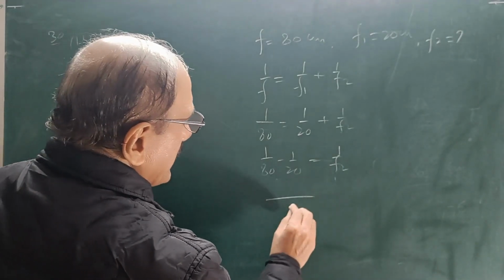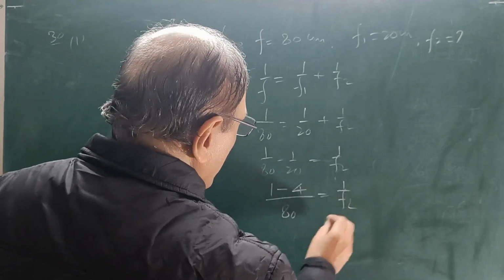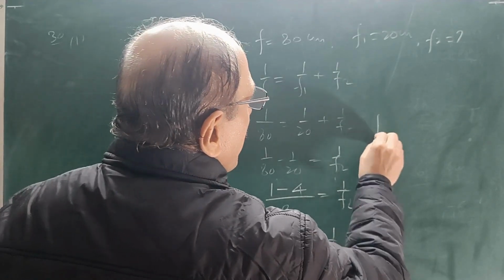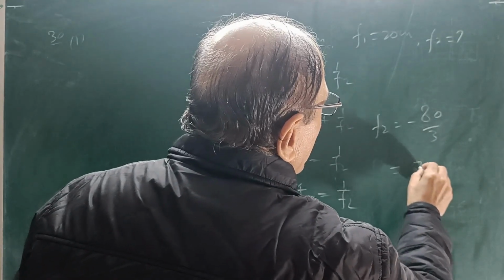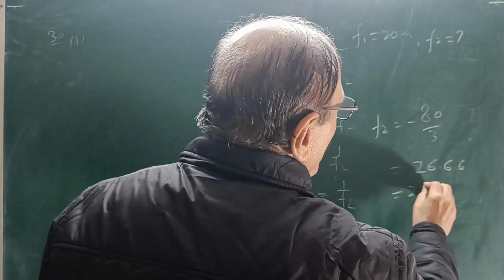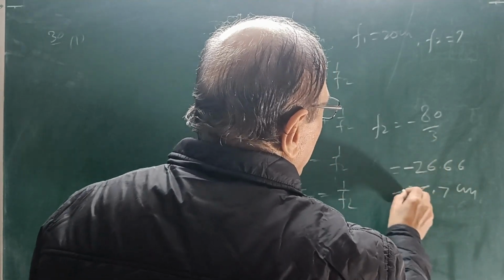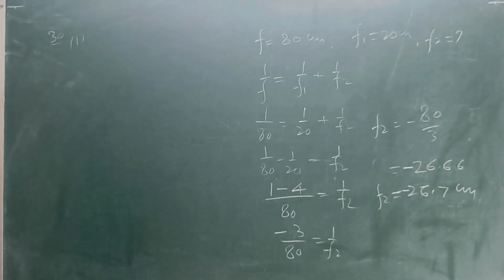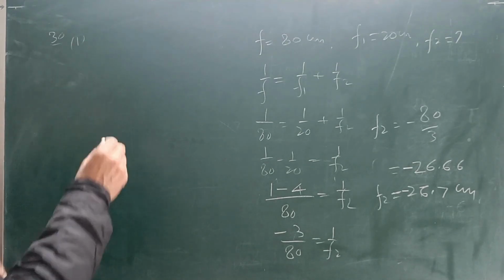So here it is 80, it is 1 minus 4 equals 1 upon f2. So this will be minus 3 by 80 equals 1 upon f2. So f2 will be equal to minus 80 by 3, that is 26.7 centimeter, and the negative sign is already there. So f2 is minus 26.7 centimeter. So it is a concave lens, and the correct option is A.